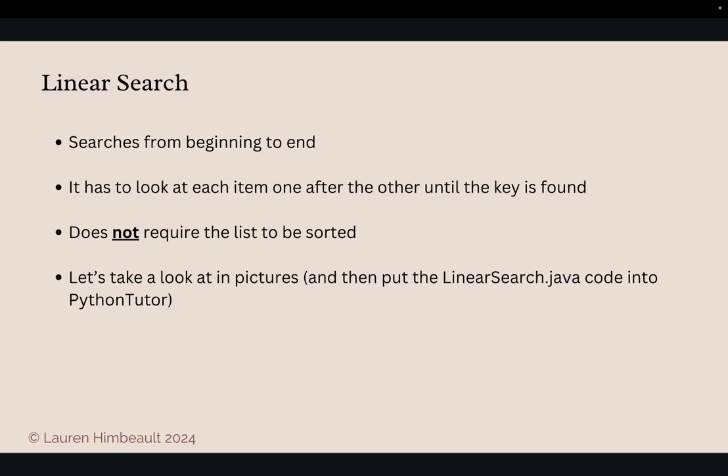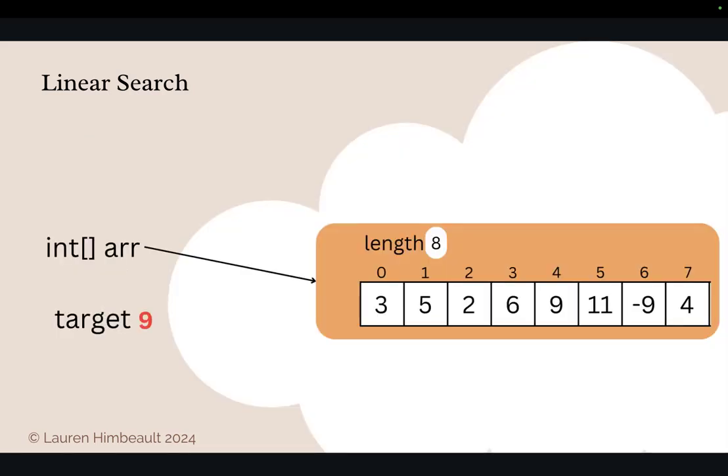We're going to take a look at this in some pictures. And then we're going to put some code together, LinearSearch.java code, and we're going to look at it in Python Tutor as well, just to sort of see what it looks like. So let's start by looking at this in pictures. So here we have some array. The data is all over the place.